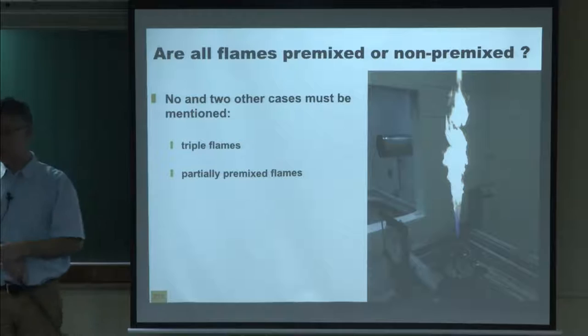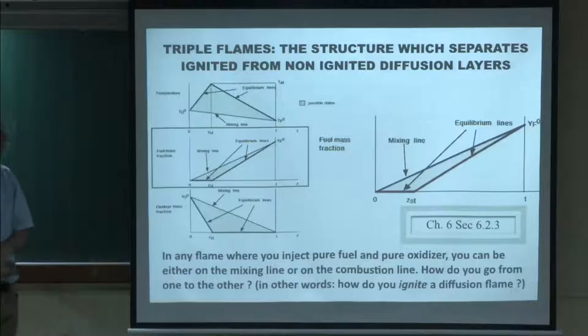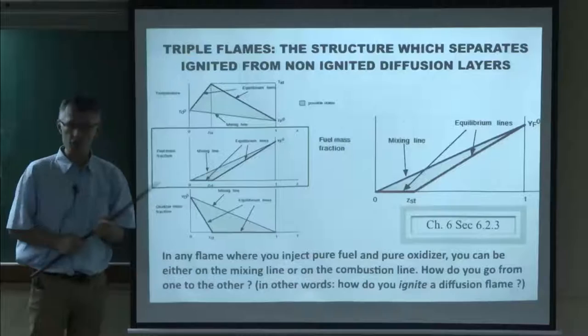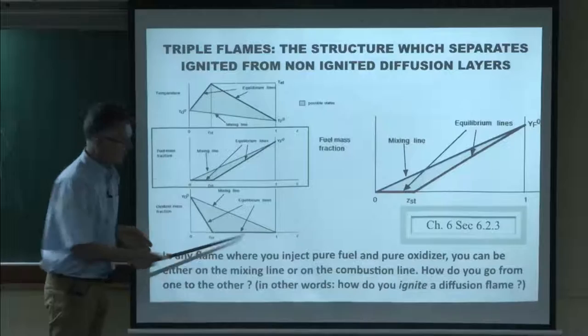So what is a triple flame? That's an interesting animal that was discovered actually very recently, probably 15 years ago now. And the triple flame is the structure which allows us to understand how it is possible in a diffusion flame to have the mixing lines and the equilibrium lines, and how do you go from one to the other?